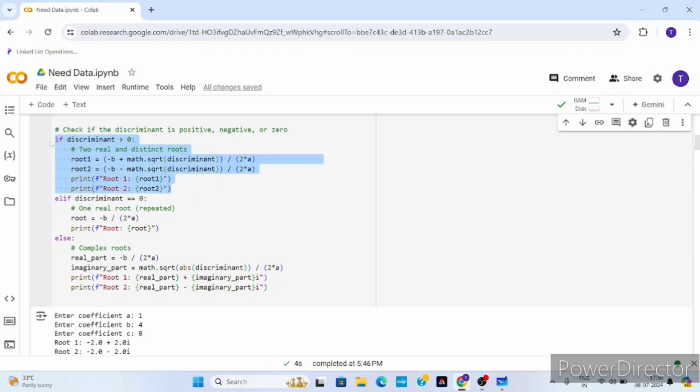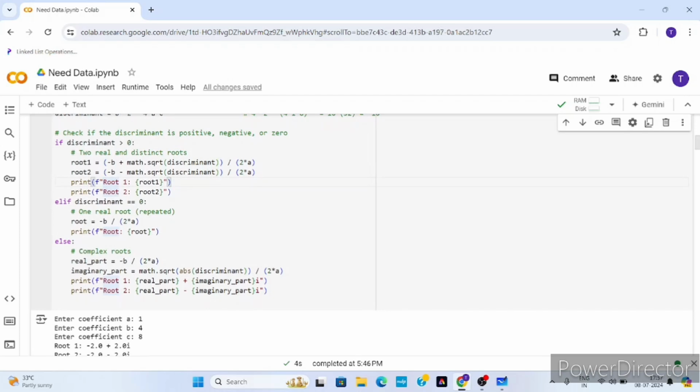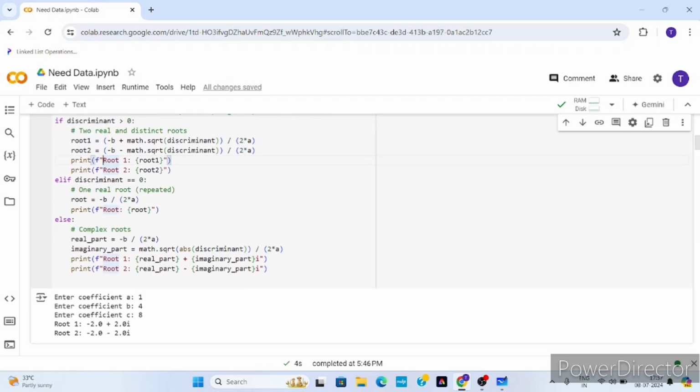So next, if discriminant equal to 0. If there are 2 cases, you can just use if and else. If there are more than 2 cases, you can use any number of if cases. Okay. Next, if discriminant equal to 0: no, we don't have discriminant equal to 0. So our last option is else. It won't consider any condition. If both of these are false, it will be directly pushed into this part.